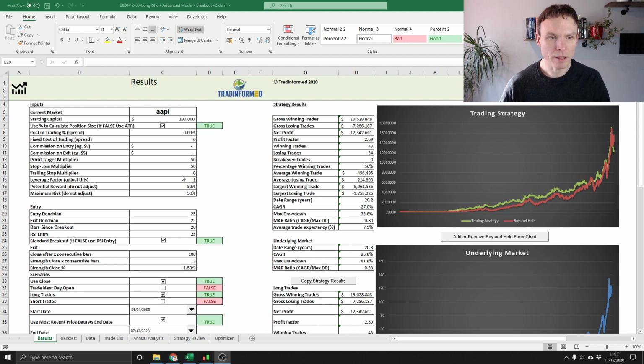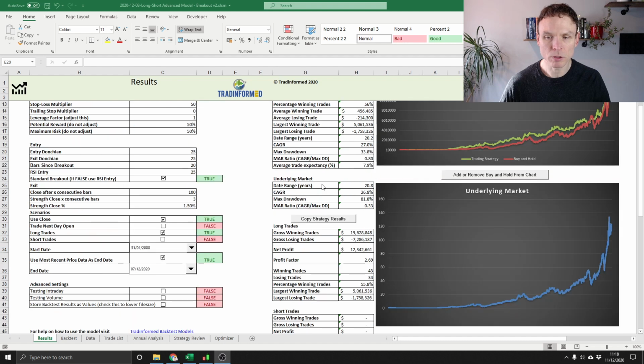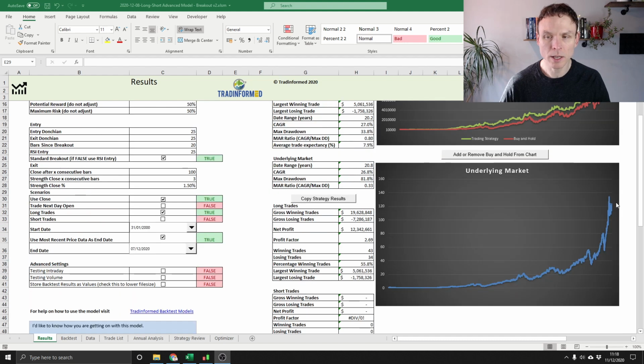So let's have a look at the settings that I have used in this model. Firstly, the very first market that I'm going to test is Apple. Quite possibly or probably the strongest performing stock over the last 20 years. If I scroll down, we can see the price chart here of the underlying market.